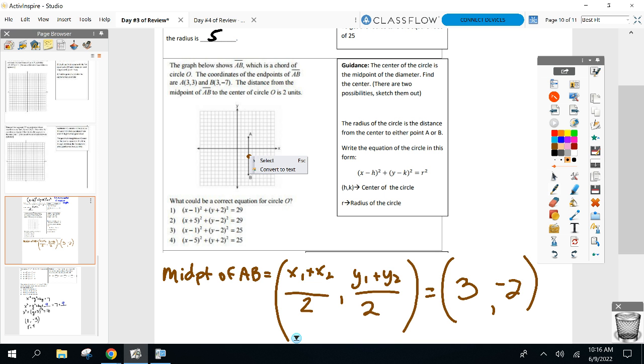Why would it be up? It's 2 units from the midpoint. If I wanted to go up, the center is going to be on the chord. Is that true? Correct. If I go down, that's not going to work because the center is never going to be on the chord, right? So left, right. What do we got?